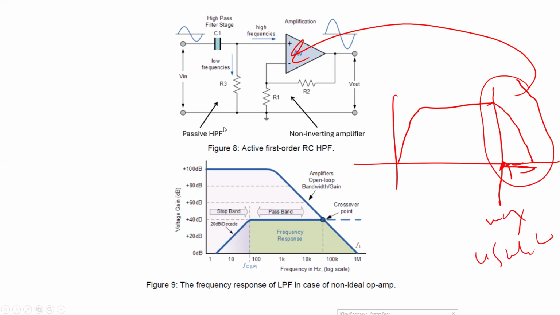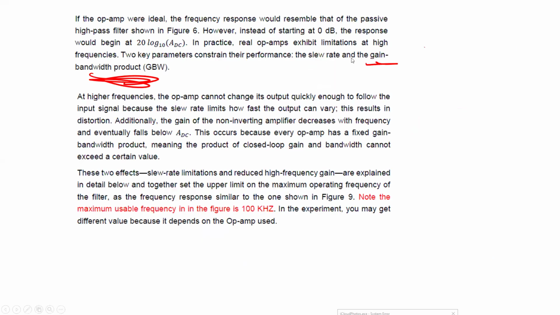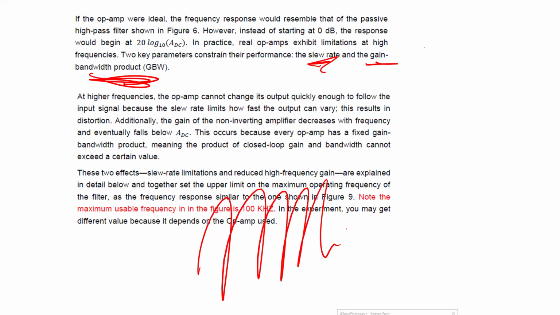And this is because of two reasons. I explain them quickly: slew rate and also gain bandwidth product, okay? Slew rate again means a limitation on the maximum rate of change of the output. So even if the input changes very fast, the op-amp cannot keep track, okay? It cannot change that fast, okay?